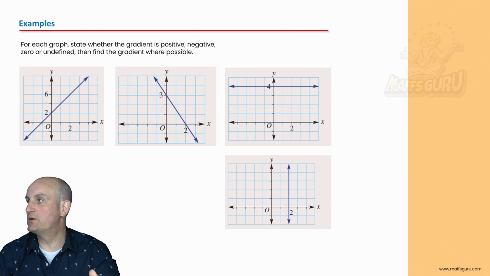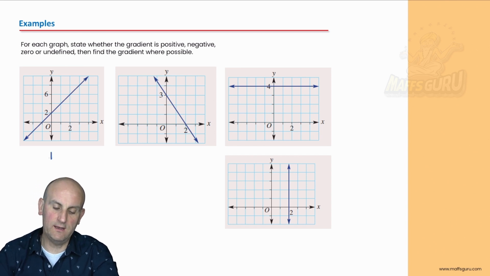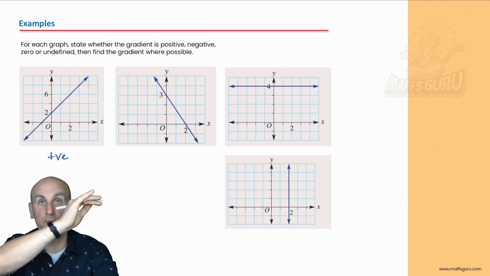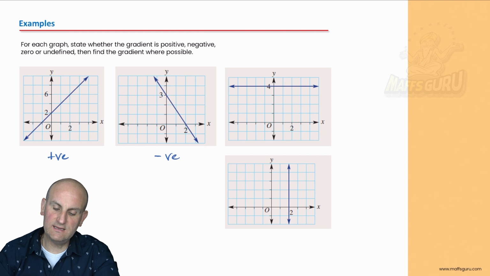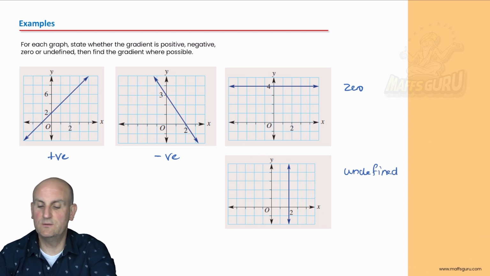So let's have a look at these questions. Thank you very much to Cambridge for allowing me to use their questions. I am so grateful. Your textbooks rock. But for each graph, state whether the gradient is positive, negative, 0, or undefined, and then find the gradient where possible. Okay, so this first graph here I know is positive because it is sloping up. This one here is negative. It is sloping down. This one here has a 0 gradient. Why? Because horizontal lines have a 0 gradient, and this one here is undefined. Now I cannot find the gradient of an undefined, so we're going to leave that one there.